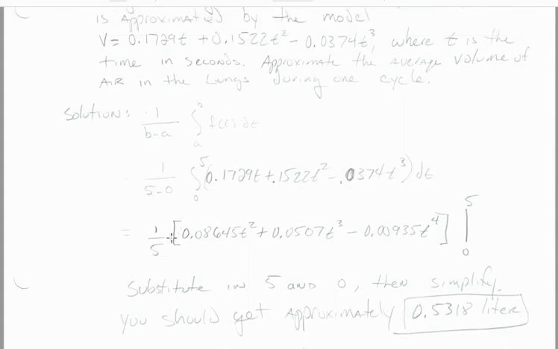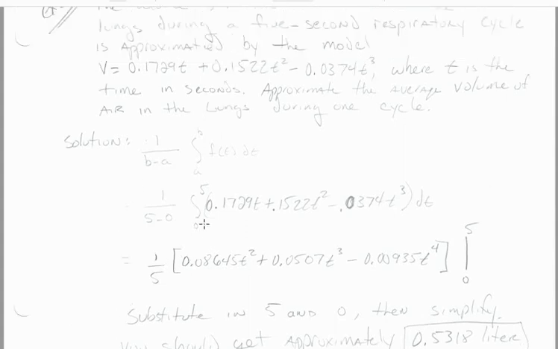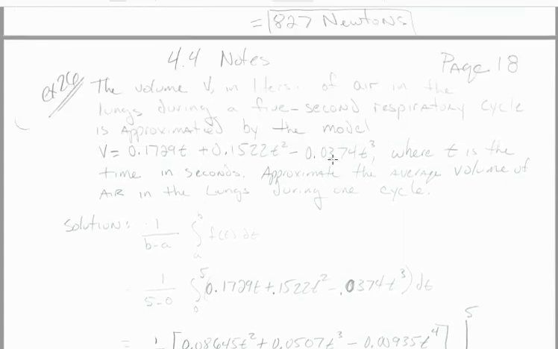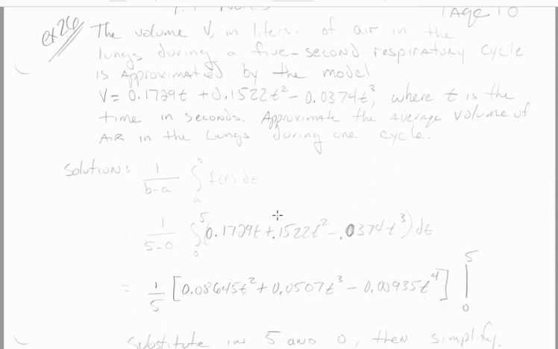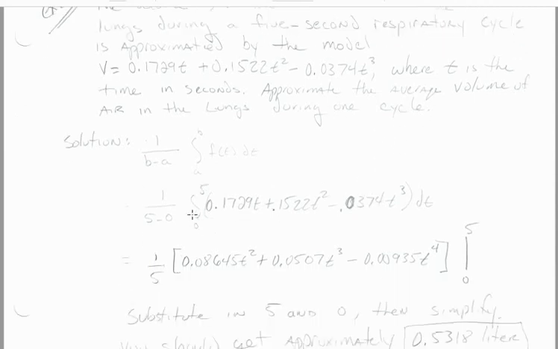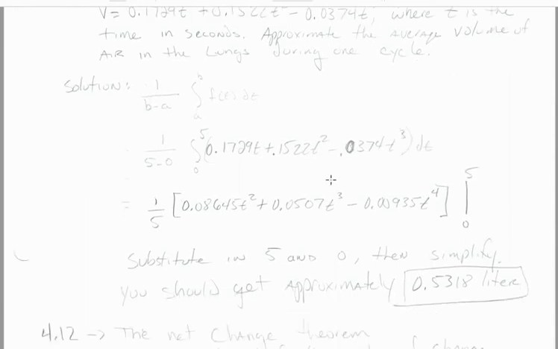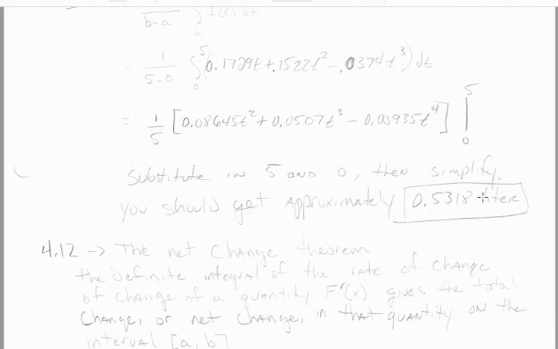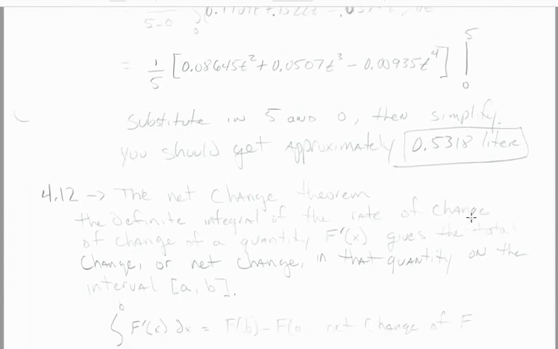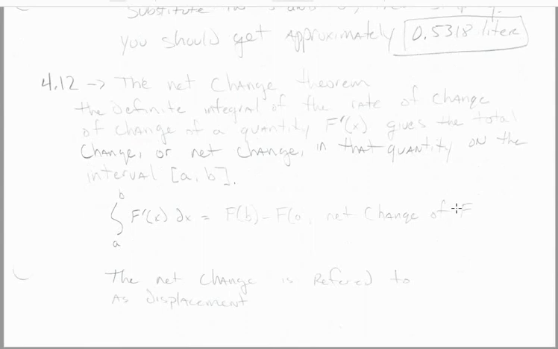I think this problem is relatively easy. It's just kind of scary because of the wording. But if we read through this and figure out the 5-second respiratory cycle, we want to approximate the average volume of air in the lungs during one cycle, we should know that's from 0 to 5, and then just substitute into the average value theorem for integrals. You'll probably get roughly 0.53 liters.